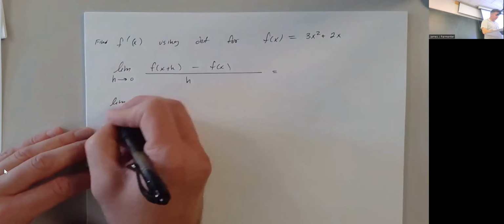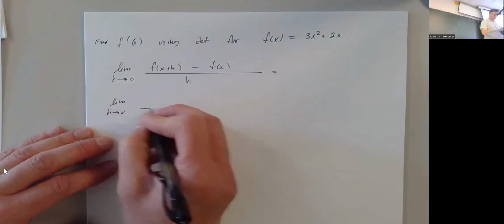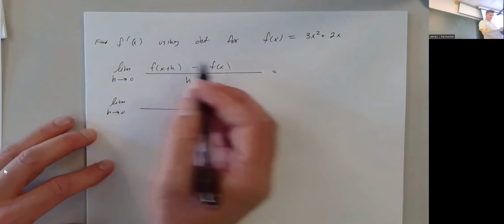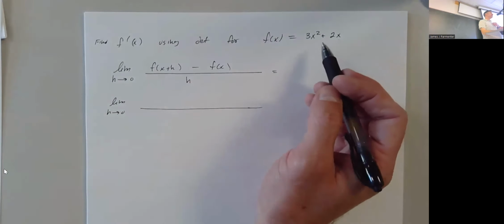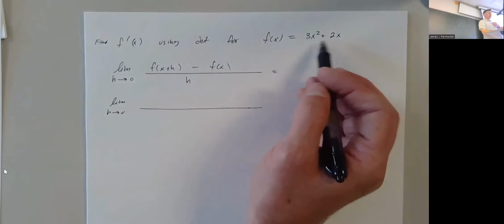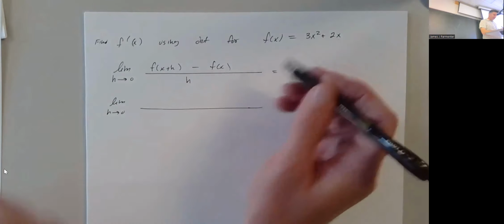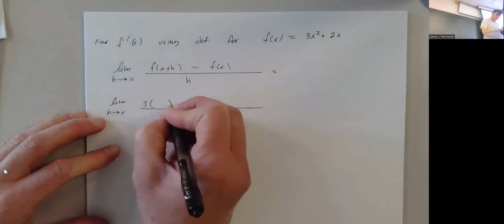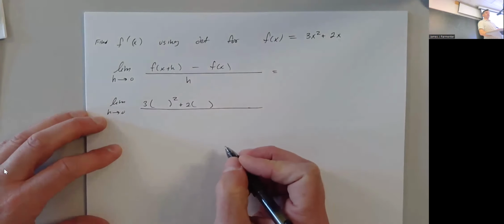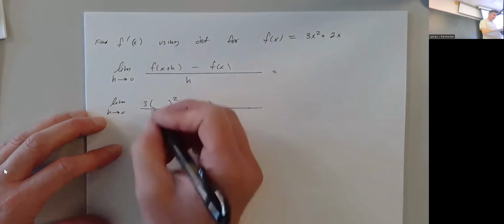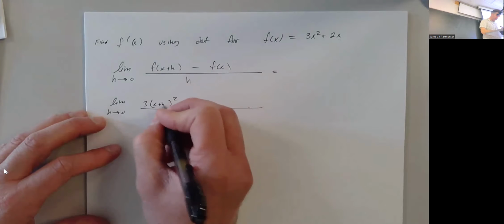Now we have to be careful here. f of x plus h. I'm looking at my function f of x, and everywhere I see an x, I'm just going to write the same thing with parentheses. I'm going to write 3 times parentheses squared plus 2 times parentheses. That's my f of x plus h. And now I'm going to plug in x plus h.